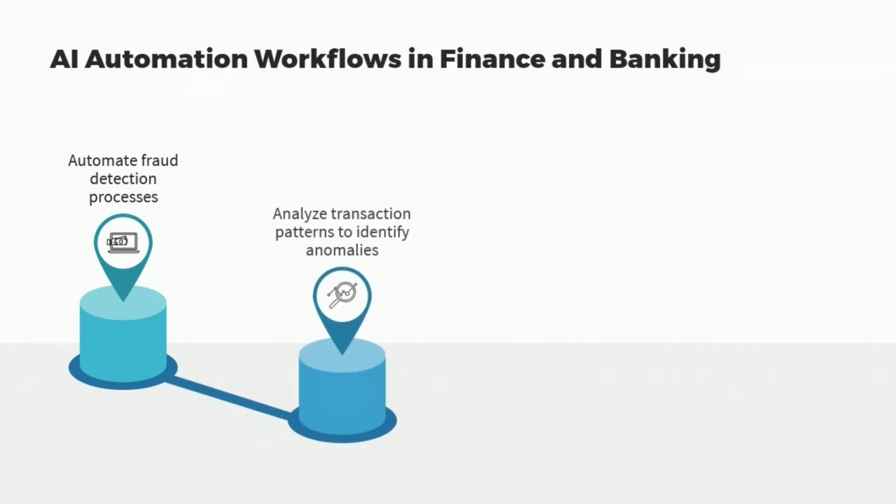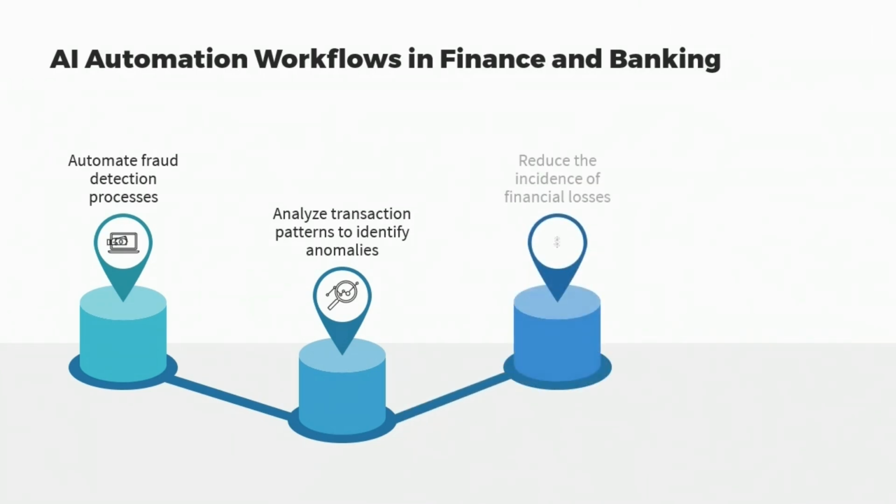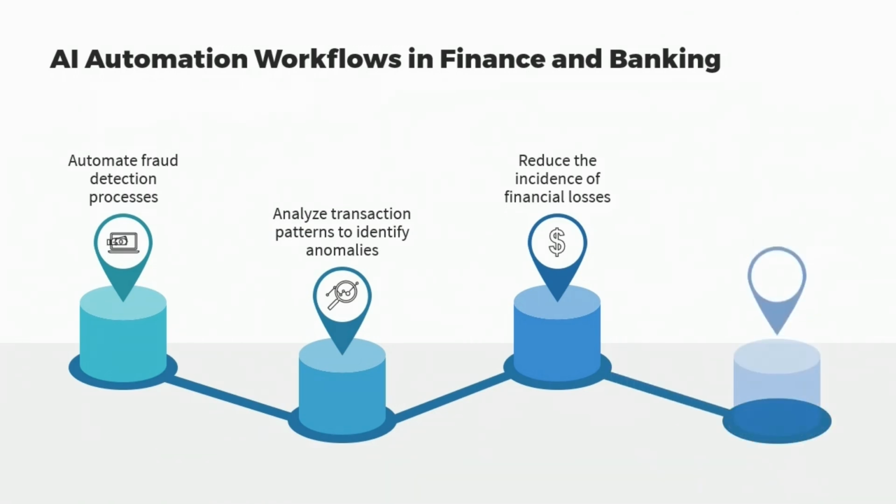And AI automation workflows can analyze transaction patterns and behaviors to detect anomalies and potential fraud, reducing financial losses and mitigating risks. And by automating fraud detection and risk management processes, AI automation workflows reduce the incidence of financial losses and protect against fraudulent activities.